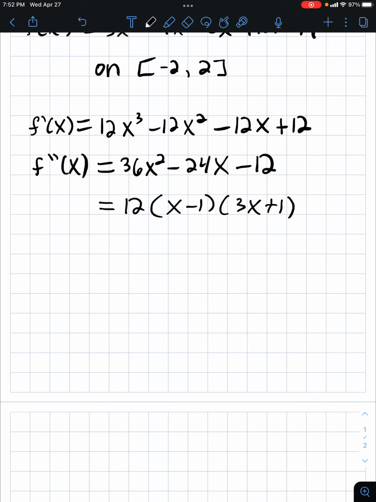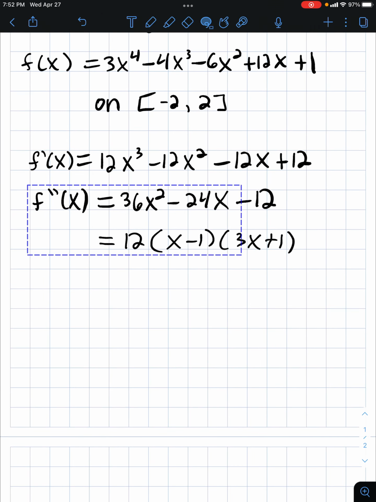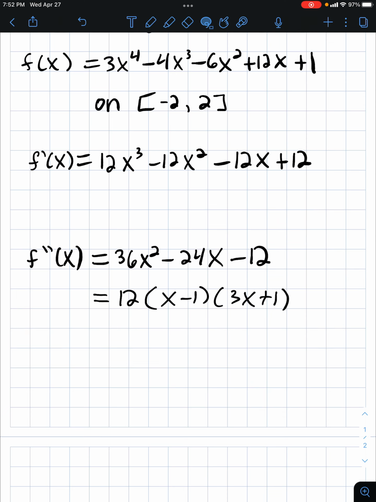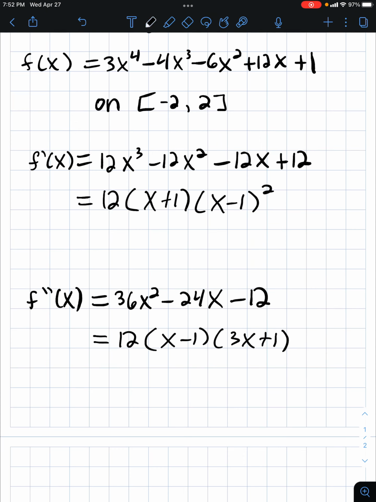Now, for the second derivative test, we need to input our critical points, and our critical points come from our first derivative, f prime of x. If we simplify our first derivative of f of x, we can pull out 12, and we'll have x plus 1 and x minus 1 squared. So our critical points are x equal to 1 and x equal to -1.